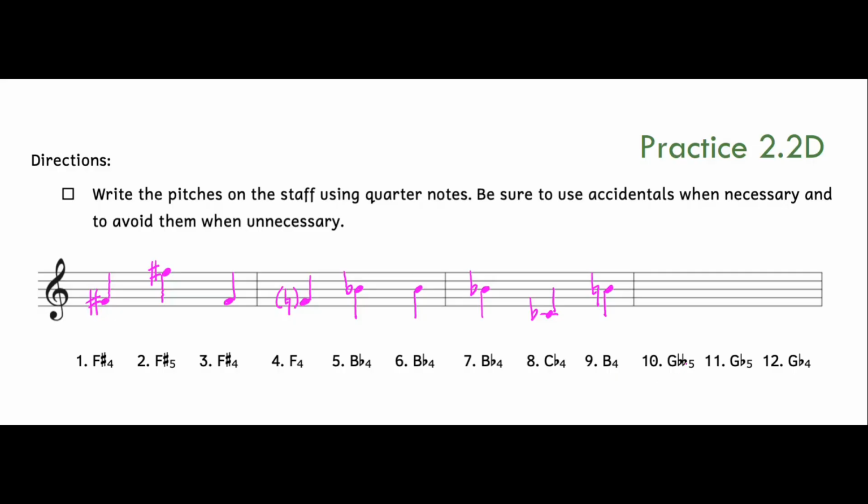Number 10, G double flat 5. So G5 is up here, and then double flat will be like this. And then we have a G flat 5. Now sometimes students will do this. They'll say, I need to raise this double flat to become a G flat, so I'm going to do this. But that's actually incorrect because G sharp is a completely different note. So we need to just make sure we use the same accidental, so this will just be a flat symbol. And then number 12 is G flat 4, so that goes here, and we'll put the flat in front of there.